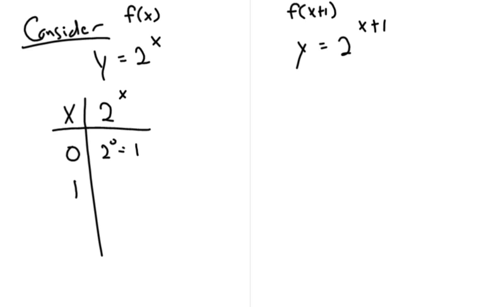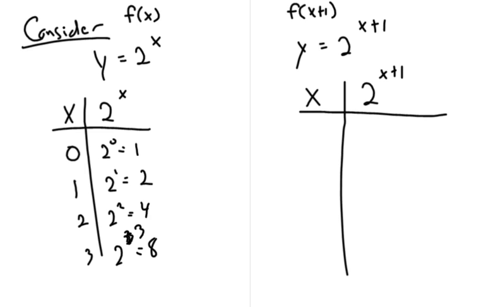So plug in some values here for x: 0, 1, 2, 3. When x is 0, 2 to the 0 is 1. When x is 1, 2 to the first is 2. When x is 2, 2 squared is 4. When x is 3, then we have 2 to the third, which is 8.